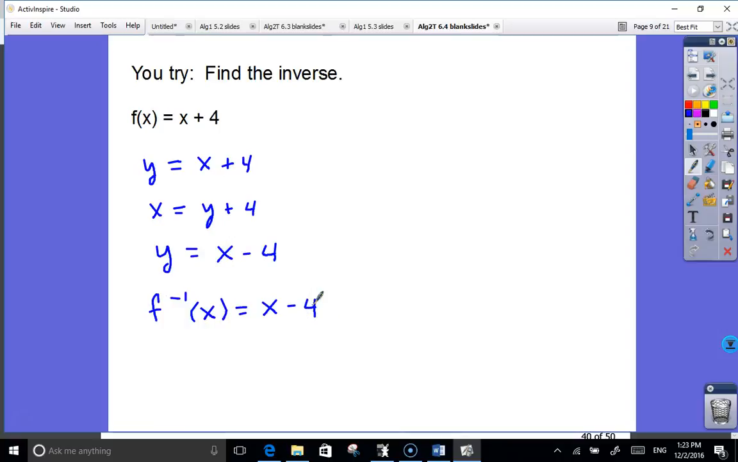Again, what is f of 0? It equals 4. Okay, what is f to the minus 1 of 4? Put in 4 right there. 4 minus 4 is 0. Okay, that's how it's supposed to work, right? The function takes you this way, the inverse takes you backwards.